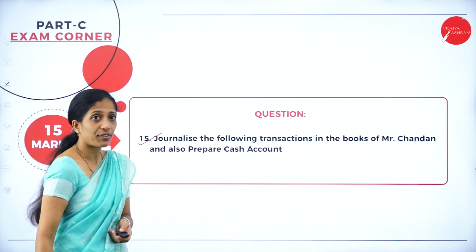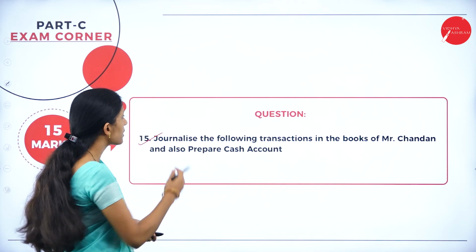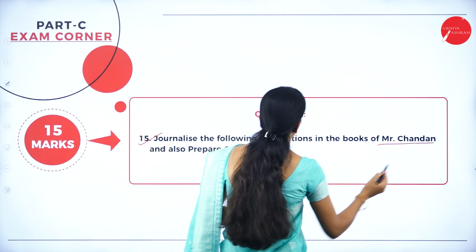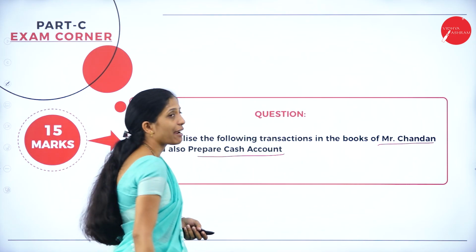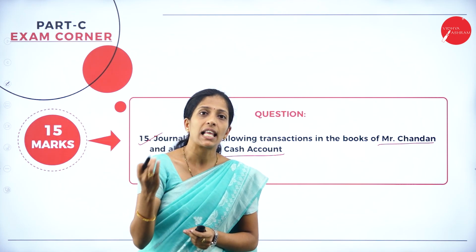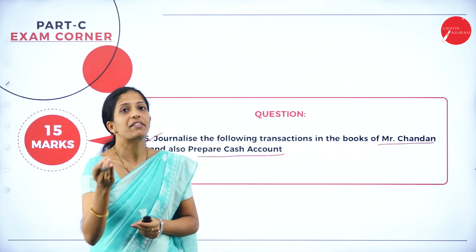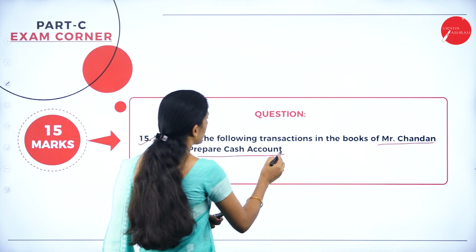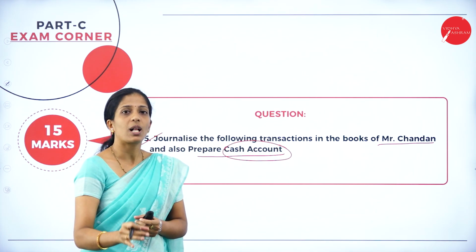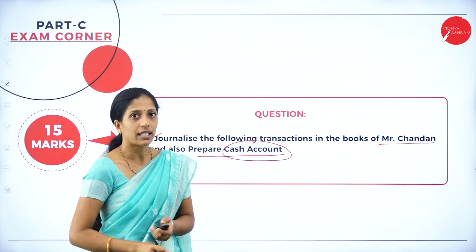Next, your last 15th question of your question paper is journalize the following transactions in the books of Mr. Chandan and prepare the cash account. Here, journal entries will be asked for 15 marks and they will ask you specifically which ledger account you have to prepare. So, in this problem, they have asked cash account to prepare. You have to record all the journal entry and prepare cash account.